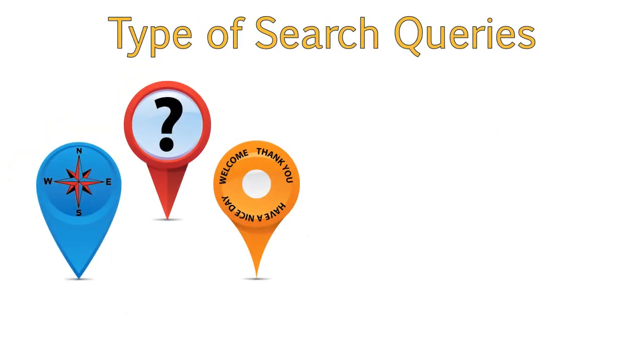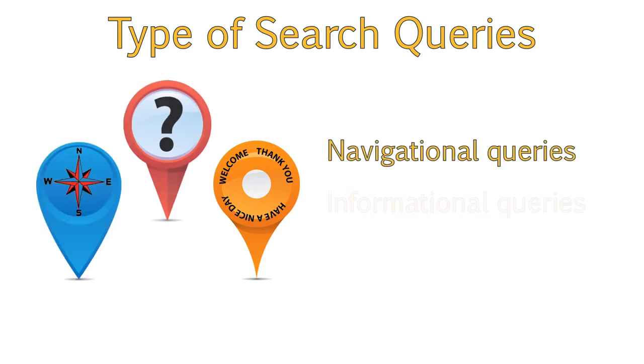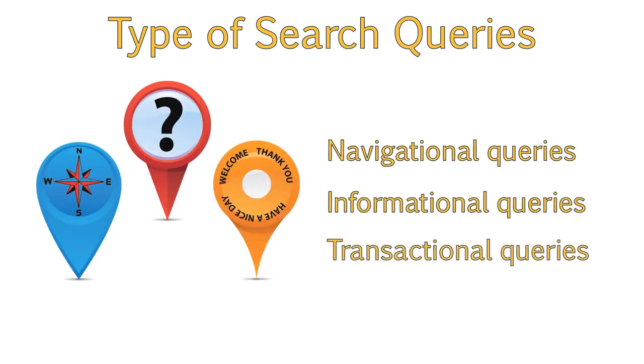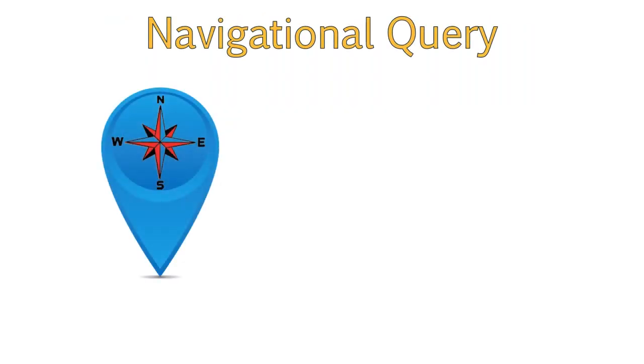In addition to the stages of search, you have specific types of search queries. Each type of search query has a different intent associated with it. These types of queries are navigational, informational, and transactional. The first type of query is known as a navigational query. In this case, the user has a specific website in mind.